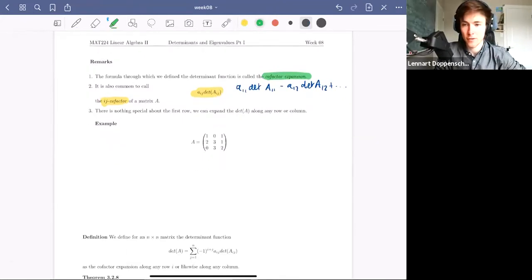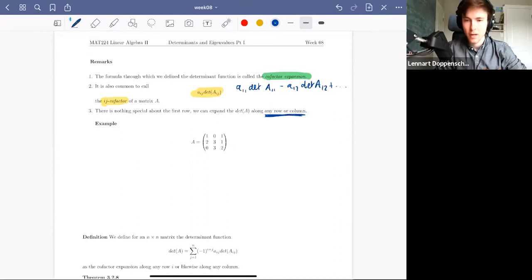The third point of this remark leads to the signs that Claire just asked about. There's nothing special about the first row. So you might ask, why do we use the first row as a cofactor expansion? In fact, you can expand the determinant along any row or column. So you can fix any row or column, but just one, not multiple, and then perform this cofactor expansion.